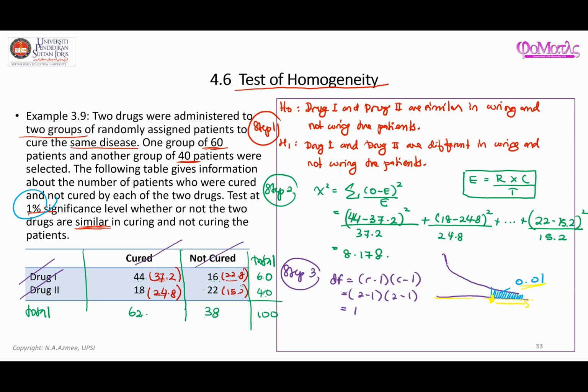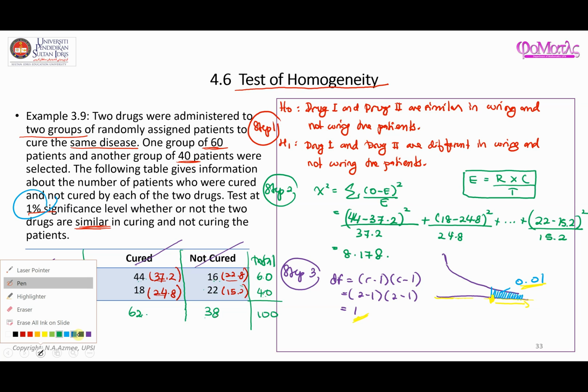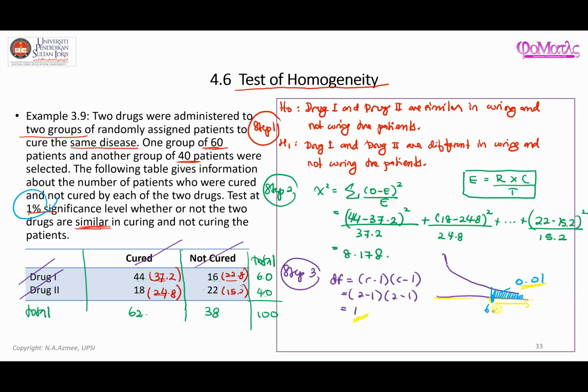Now what you can do is refer to the chi-square distribution table, degrees of freedom 1, area is 0.01. You will see that the critical value here will be equal to 6.635. Therefore, the critical value is 6.635, and the position of 6.635 is at this point here on the horizontal axis.